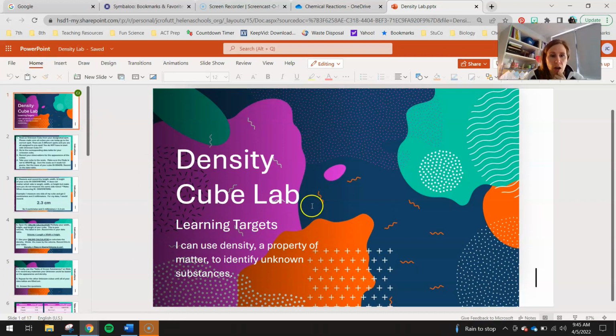So this is one of our physical properties of matter, density, which allows us to figure out how we can identify different matter from other matter, which is exactly what you are going to do today. Today you have 10 unknown cubes, and you are going to be using known densities to figure out what your little cubes are made out of. So your learning target: I can use density, a property of matter, to identify unknown substances.